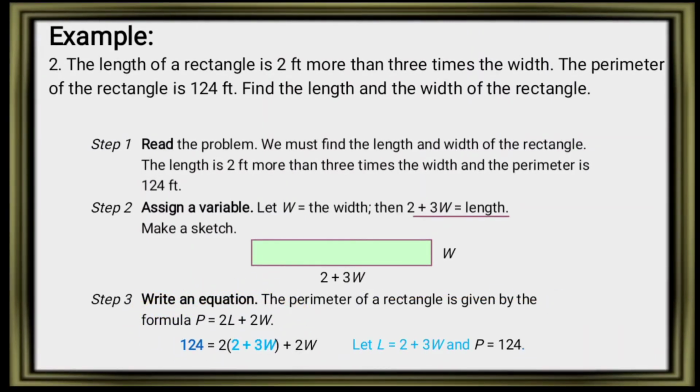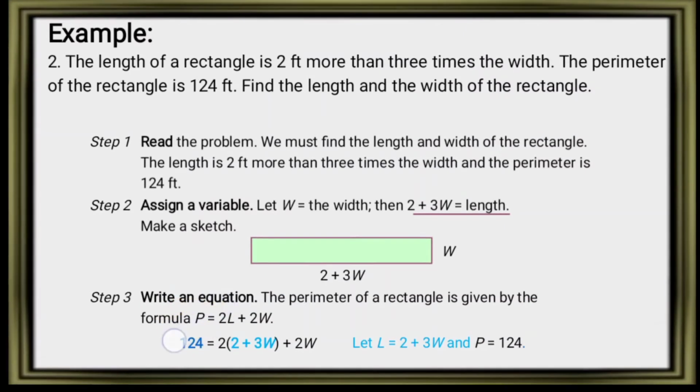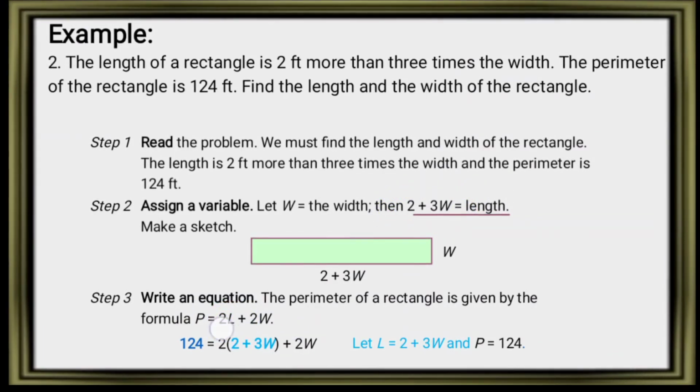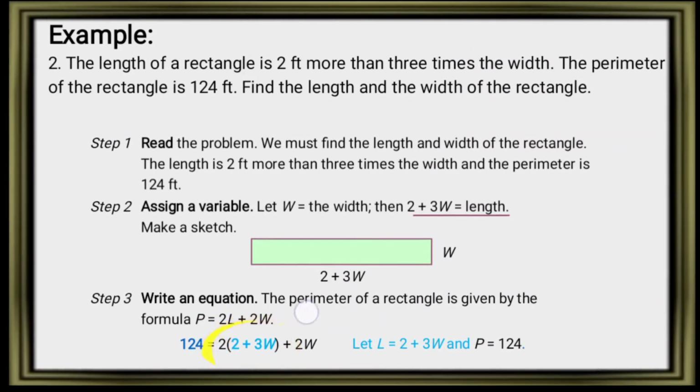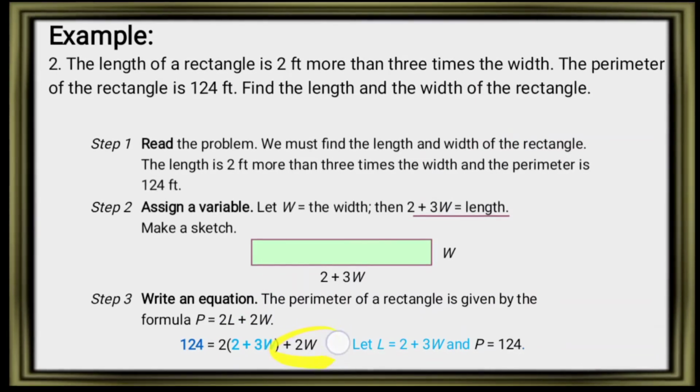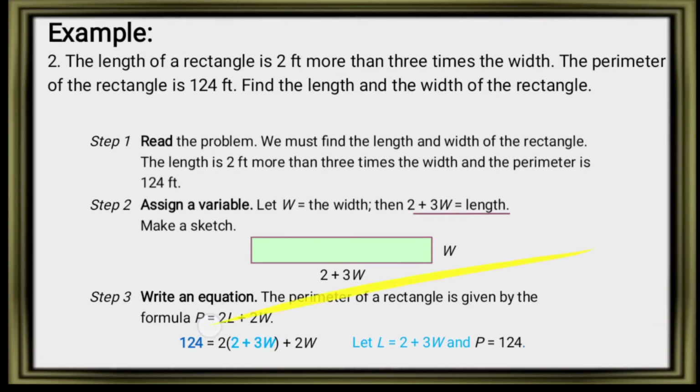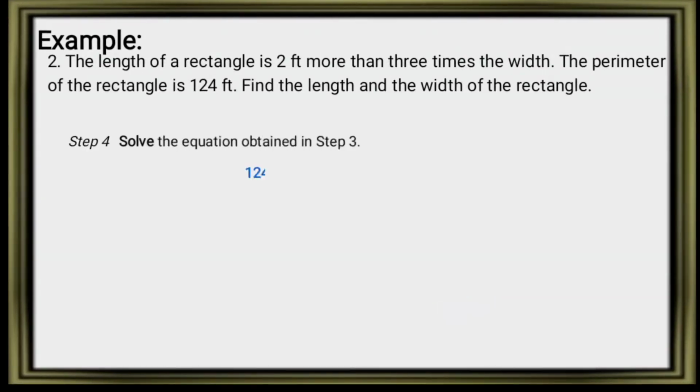Okay, so what is our perimeter? What is our length? We have 2 plus 3W. So we will be having 2 times (2 plus 3W). And what is our width? We have 2 times width or 2W. Let us solve step number 4.